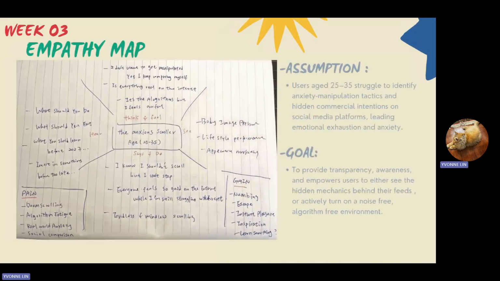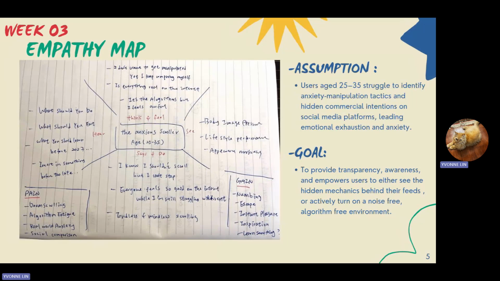To better understand this problem from the user's perspective, I created an empathy map to explore what users think, feel, see, hear, and do while using social media. This helped me identify their key frustrations and needs. From this, I developed a clear goal: to provide transparency, awareness, and control by helping users recognize what is hidden behind their feeds.